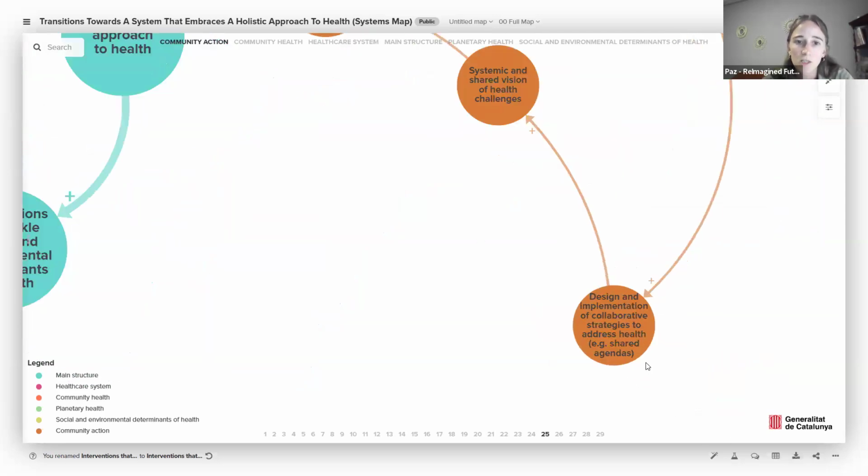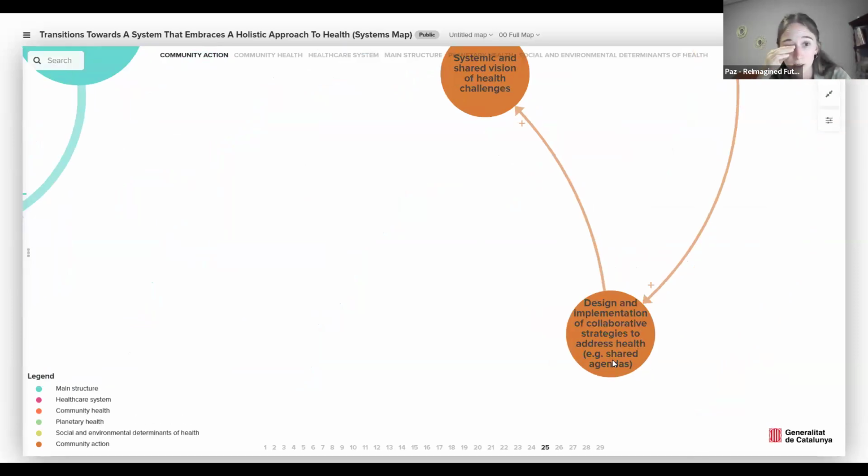There's an exception, which is the shared agenda of the Vallès and the Manresa region, which are beautiful initiatives in Catalonia that are addressing, in a collaborative, resource-optimized strategy, a focus on community well-being. But these initiatives don't abound.